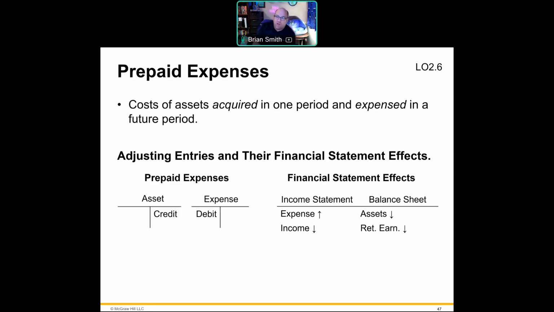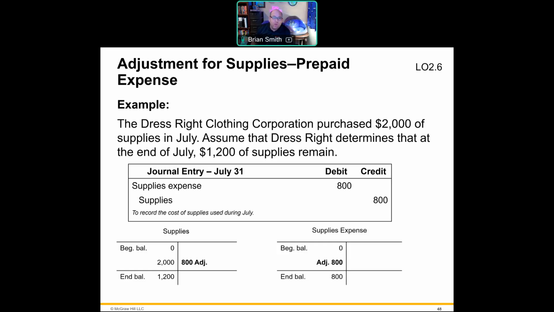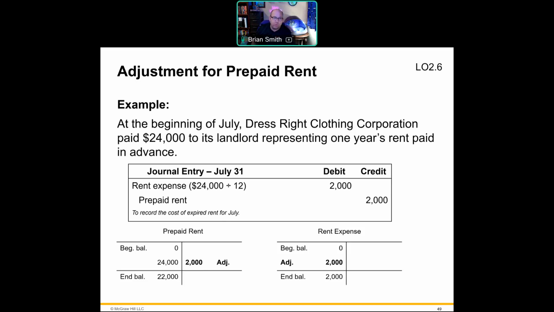All I'm going to do is read this slide. Otherwise, it is what it is. It's just there. Okay. Adjustment for supplies, prepaid expense. Got that information on this slide. And then, so we made the adjustments. It says the Dress Right Clothing Corporation purchased 2,000 supplies in July. Assume that Dress Right determines that at the end of July, 1,200 supplies remain. So we got to adjust that. We bought 2,000, we used 800, make the expense. Again, this stuff should be just a reminder. This whole chapter should just be reminding you what to do.